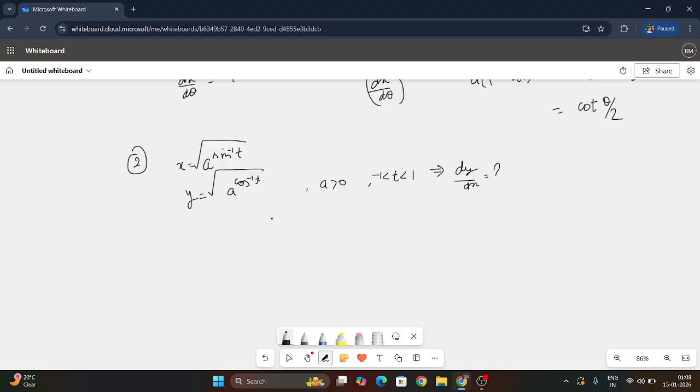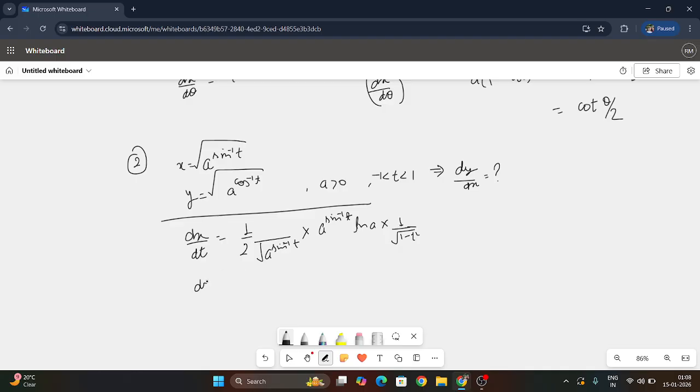There are many ways of solving these questions. You can find dx by dt of this question. So dx by dt is what? That is going to be 1 by 2 root of a to the power sine inverse t, multiplied by a to the power sine inverse t into log a, and the differentiation of sine inverse is 1 by root of 1 minus t square. Okay, this is the dx by dt.